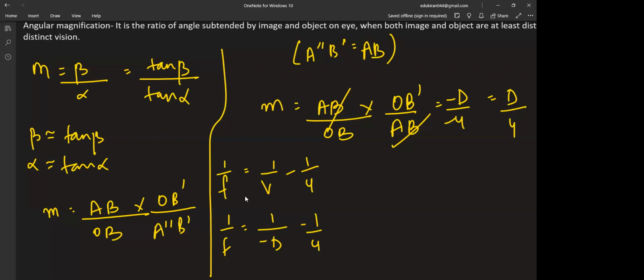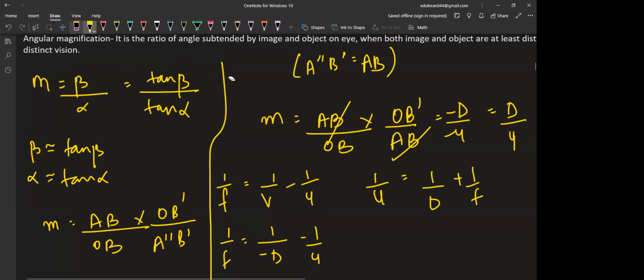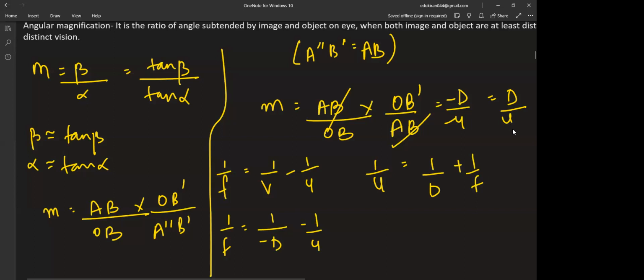From here, are you getting this? This is the lens formula. Yesterday we studied the lens formula. 1 by F is equal to 1 by V minus 1 by U. So from here, you can write 1 by U equal to 1 by D plus 1 by F. Put in the value of 1 by U here. 1 by U is 1 by D plus 1 by F.